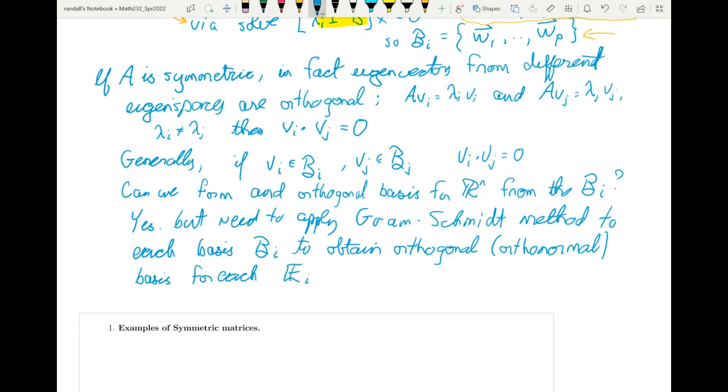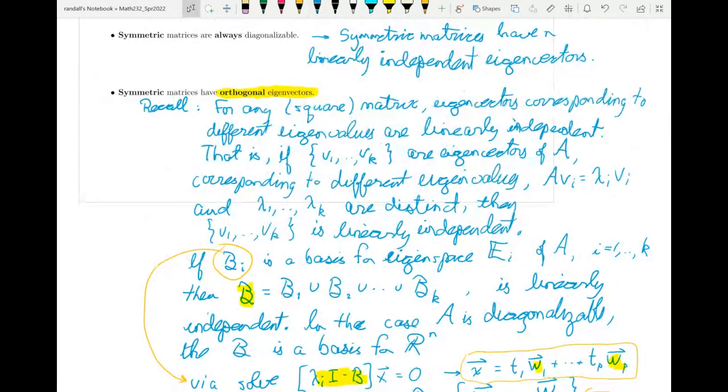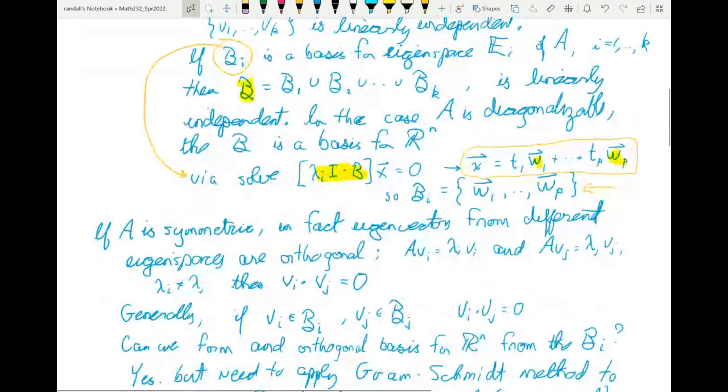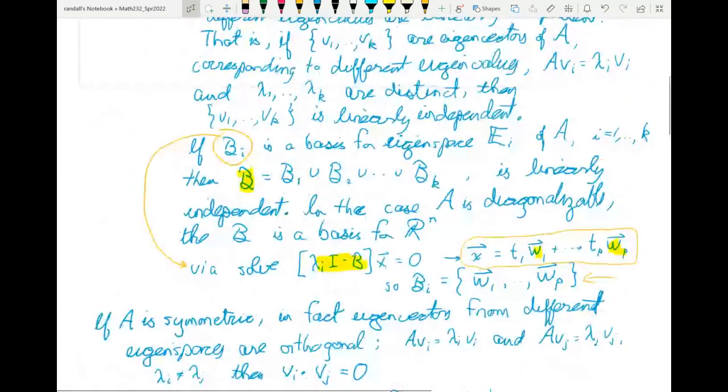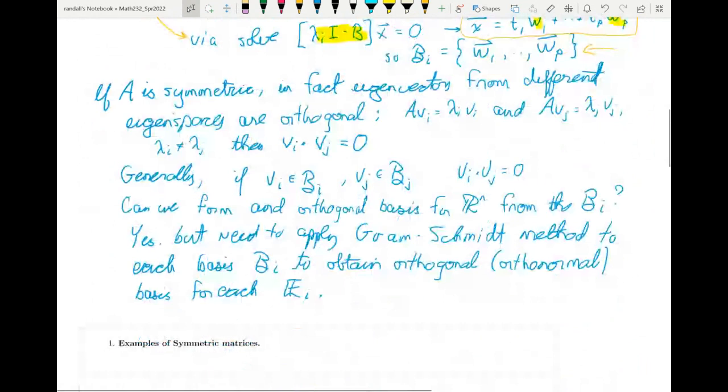Then once that's done, you can string together all those bases to get an orthogonal or an orthonormal basis for Rn. So there's a little bit more work to do when you want to orthogonally diagonalize a matrix A than if it's not symmetric and you just want a basis of eigenvectors. Here we want an orthogonal basis of eigenvectors. So that's the content of this last fact: symmetric matrices have orthogonal eigenvectors. The consequence is that we will be able to build an orthogonal or orthonormal basis using its eigenvectors.